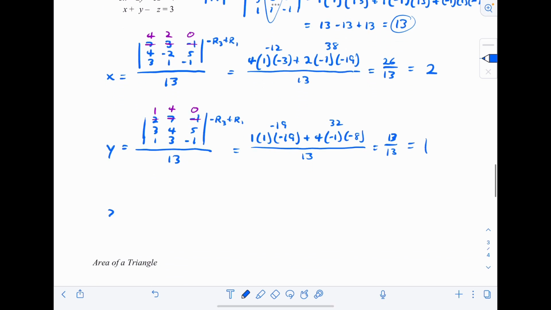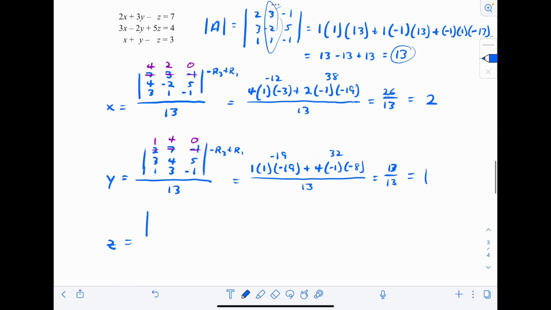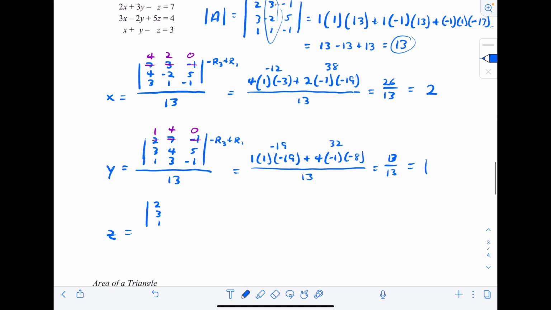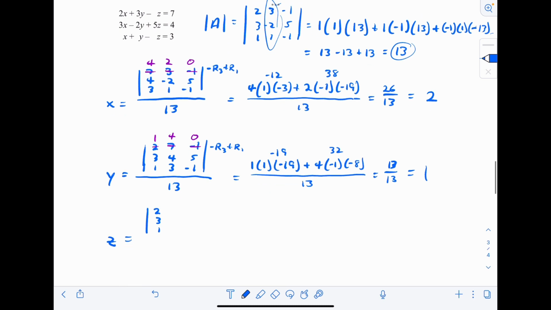All right, and then finally z. So same thing. Now we are going to take that third row and replace it with 7, 4, 3. And so we've got 2, 3, 1, 3, negative 2, 1, and then 7, 4, 3, all over 13.